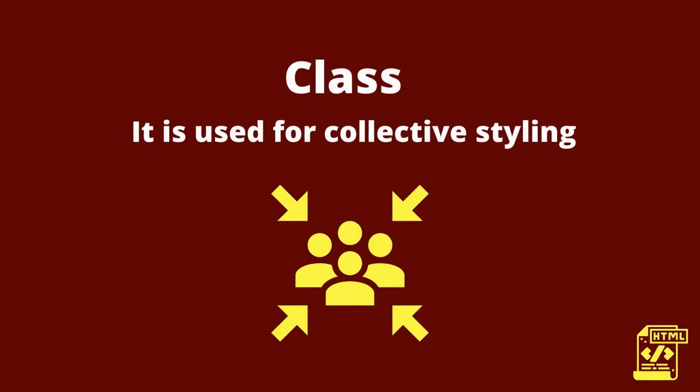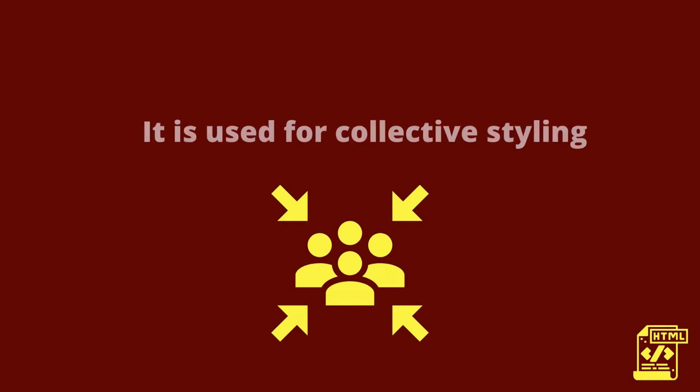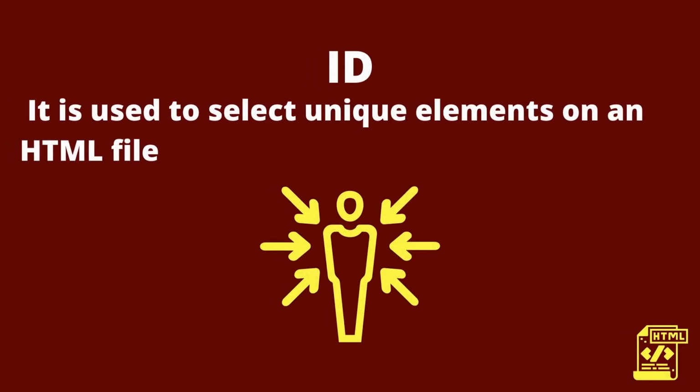Classes are used for collective style. It doesn't have to be on a unique element. I'll give you an example. Let's say we have 4 different elements, and we want to style these 4 elements the exact same way. Then using a class instead of an ID is perfect. The reason for this is because we consider those 4 elements as a collection. Giving each of these elements the same class gives them the same styling. IDs are used to select unique elements on an HTML file. IDs should not be shared and must be unique in that HTML file.